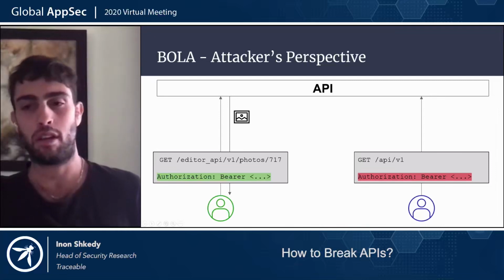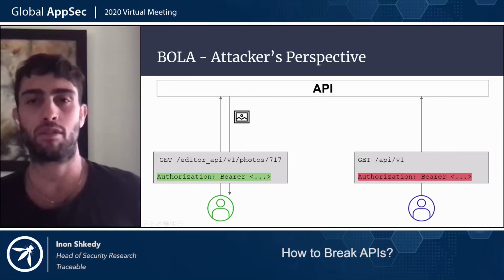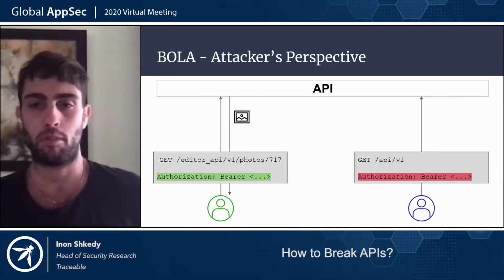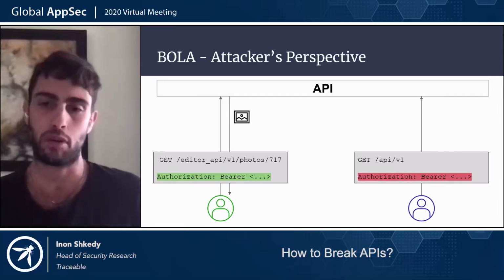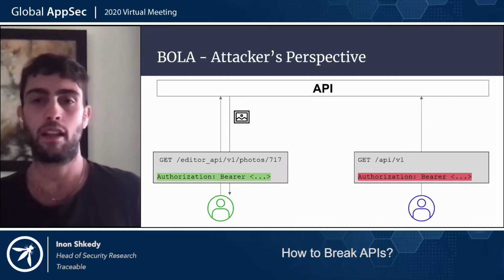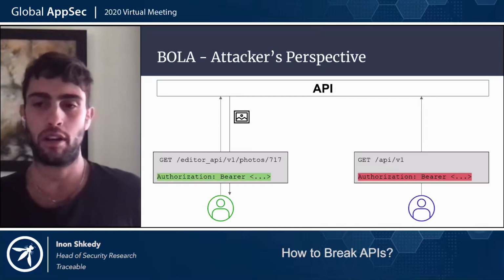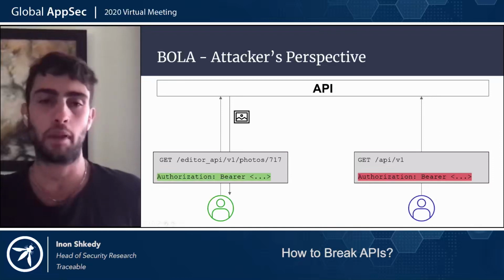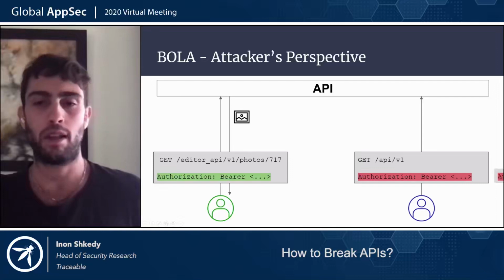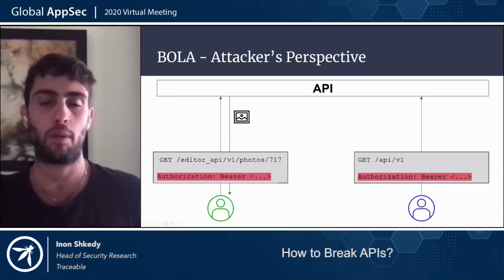A session label, what is a session label? It is basically every string that is used by the API to identify a user. It can be an authentication token, it can be a session ID, it can be anything else. It doesn't really matter. You just need to copy this single string that is used by the API to identify the user and to duplicate the first request to access photo 717 and to replace the session label.